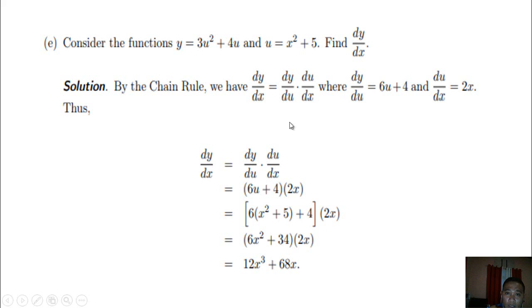6u plus 4. Yan siya. Sulat. dy dx, that is 2x. Sulat. And then, what is the u? Kasi hindi po pwedeng may u pa dito. One variable lang po ang atin in terms of x.